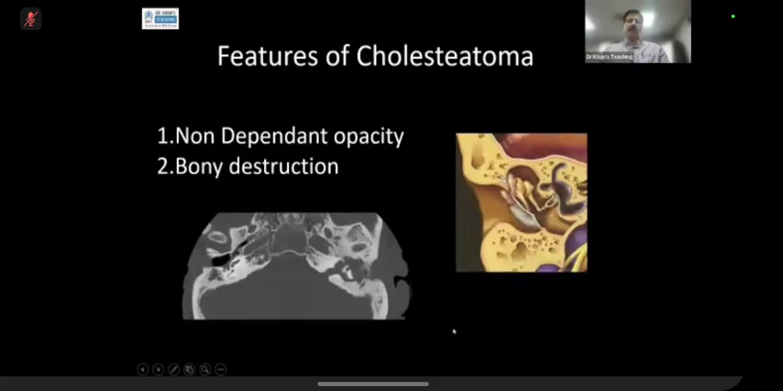Now we will take a 5-minute break, and then we will see a few in the last hour. We are going to see viva cases of the temporal bone.